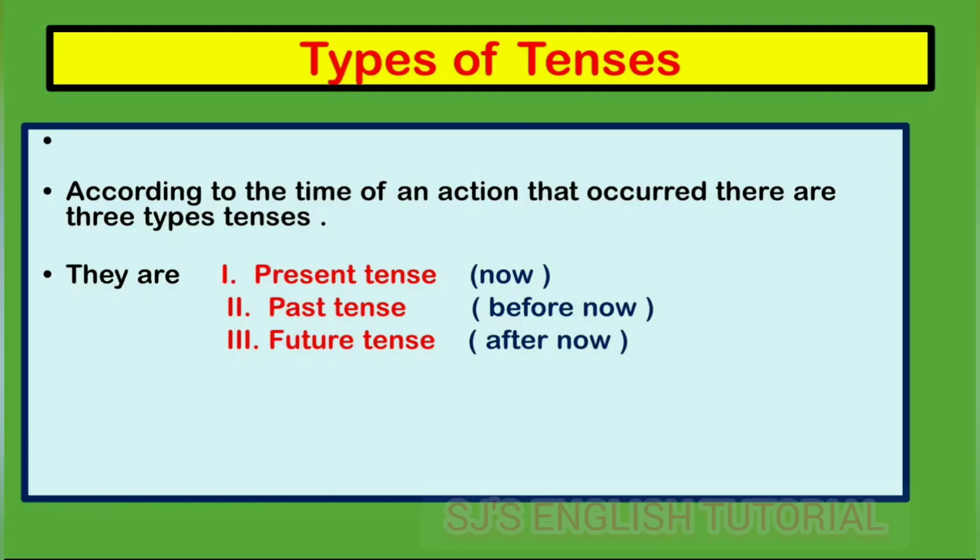So according to the time of an action, we have three types of tenses. They are present tense, past tense, future tense. Present tense is related to the present time, it is now. Past tense is already completed before now. Future tense is going to happen after now.